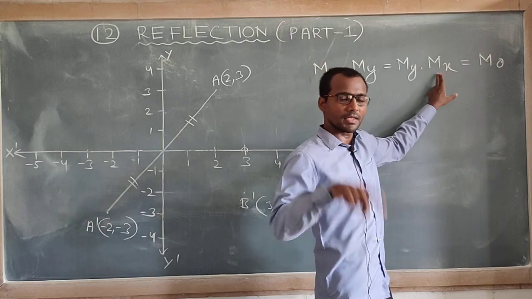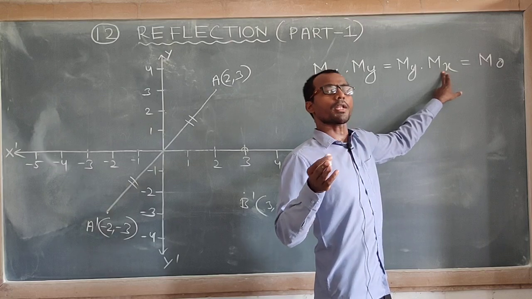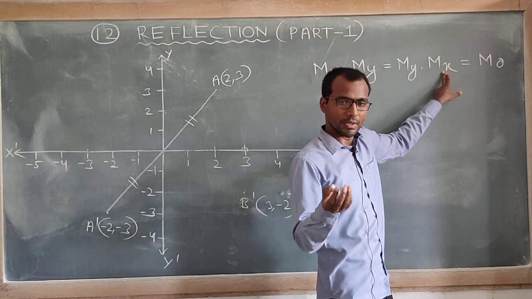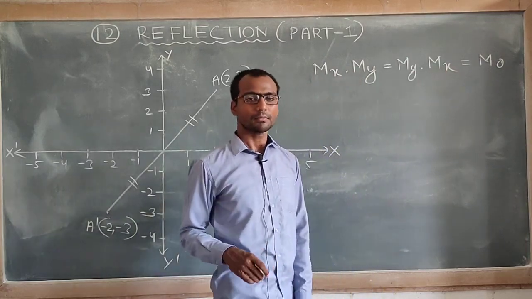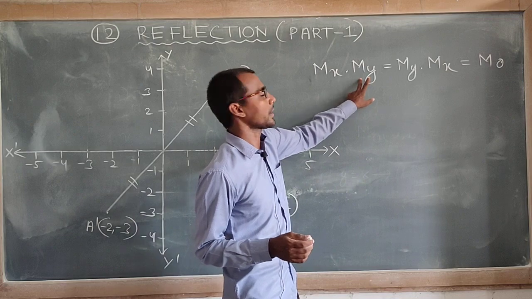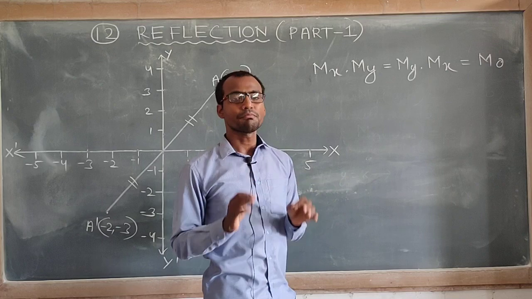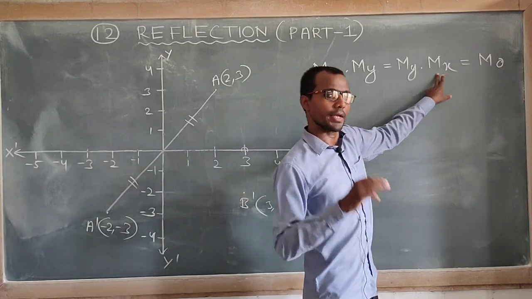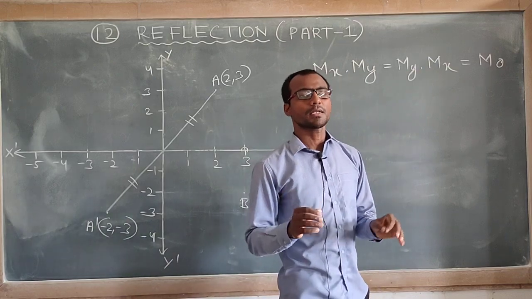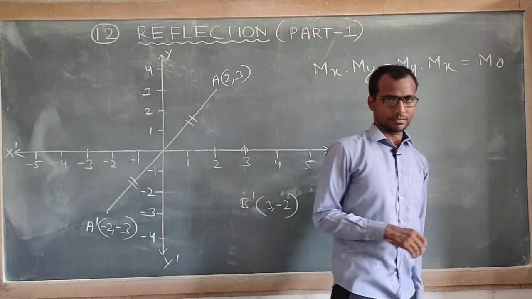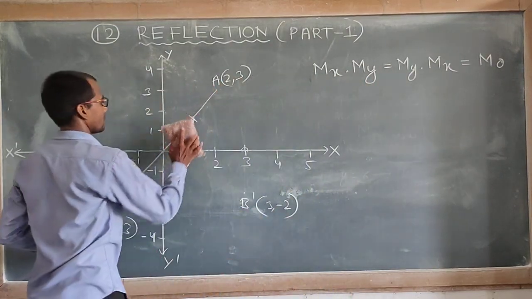Next, take the same original point (a, b). We reflect that point in the x-axis. You'll get the image. Now reflect that image in the y-axis. You'll get the same point. That means first reflecting in the y-axis and then in the x-axis is completely the same as first reflecting in the x-axis and then in the y-axis, and that is completely the same as directly reflecting in the origin. So all three are the same. I will give you just an example.